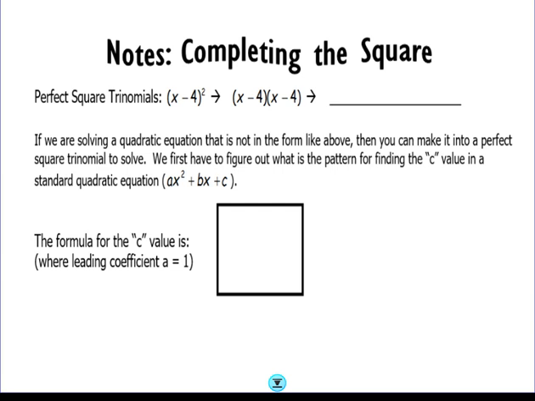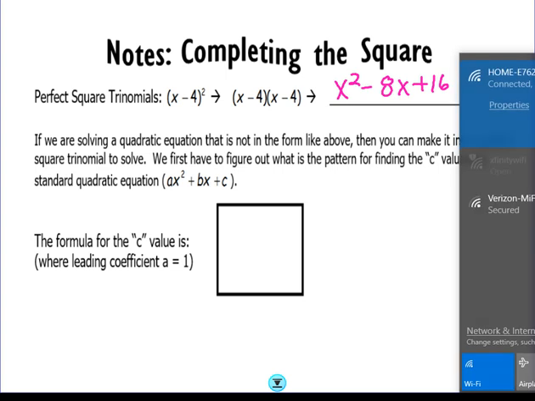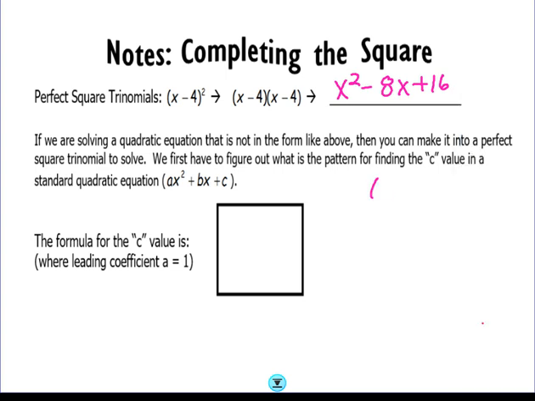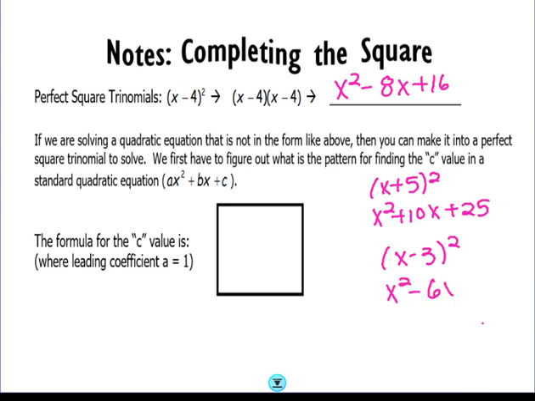So if you square a factor, so we're going to square x minus 4. That means x minus 4 times x minus 4. We FOIL this out, we're going to get x squared minus 8x plus 16. So a perfect square trinomial is when you have the same factor twice. So for example, like x plus 5 squared, we're going to get x squared plus 10x plus 25. Or x minus 3 squared, you're going to get x squared minus 6x plus 9.